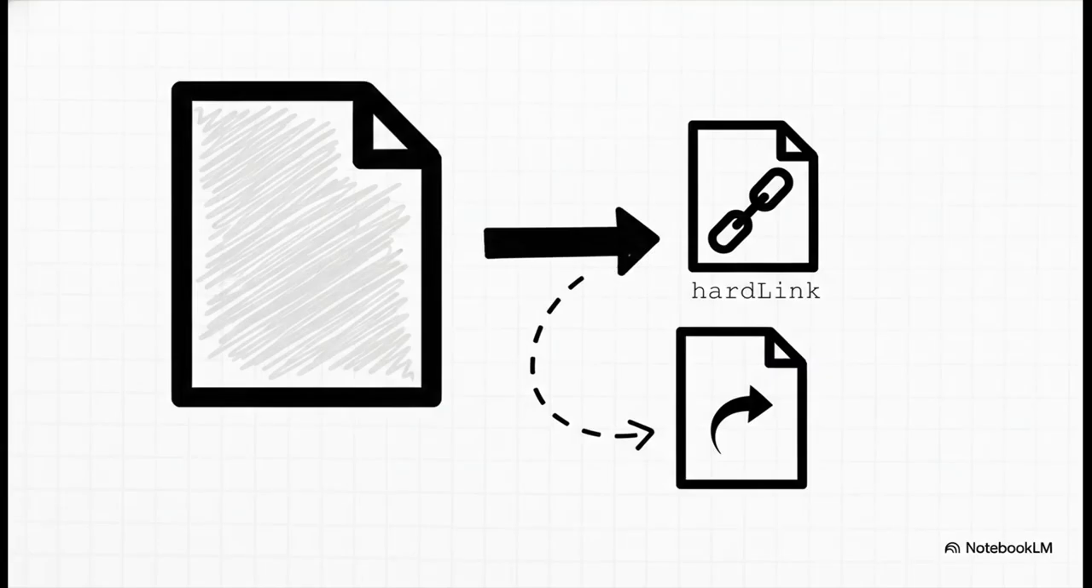Here's our little lab setup. It's simple. We've got our original file. From that one file, we're going to create a hard link and then a soft link. So that's three different names, right? But are they pointing to one, two, or three different things? That's the big question we're here to answer.